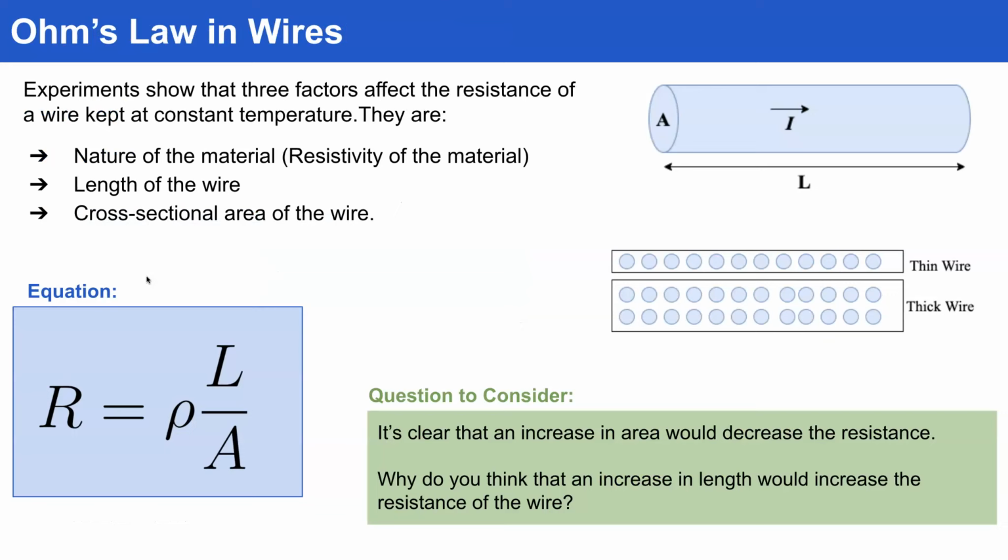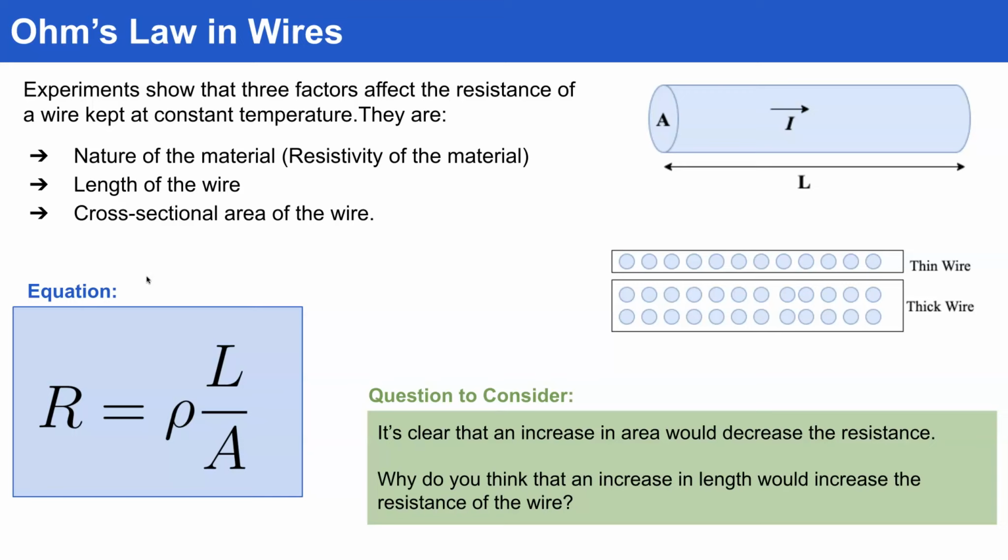Alright, so Ohm's Law in wires, right? Experiments show that three factors affect the resistance of a wire calculated at a constant temperature. They are the nature of the material, which is the resistivity of the material, which we call rho here, the length of the wire, and the cross-sectional area of the wire. The cross-sectional area of the wire is, once again, pi r squared. So resistance in Ohm's Law, R equals rho times the length divided by the area.